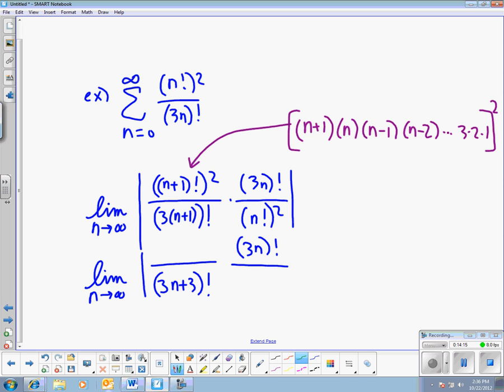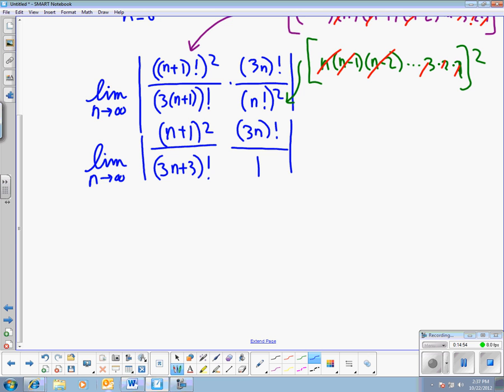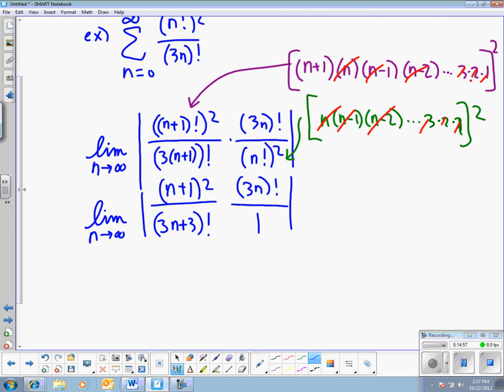N factorial squared is n times n minus 1 times n minus 2, all the way down to 3, 2, 1. If I square that, then I get n squared, n minus 1 squared. I square all those terms because they're not added together, they're multiplied. So if you go through and cancel everything, what you have left is n plus 1 quantity squared. So that's up here, and that's all gone on the other side. If you've got something like that and you're not sure what to cancel and what not to cancel, just write it out and take your time and see if you can figure out what they have in common that will cancel out.